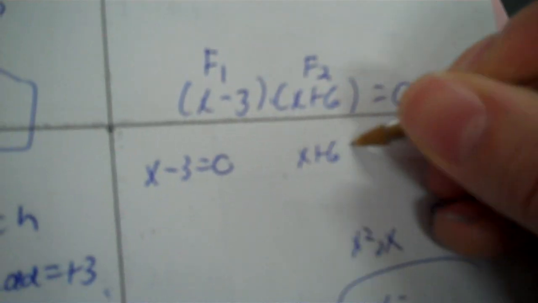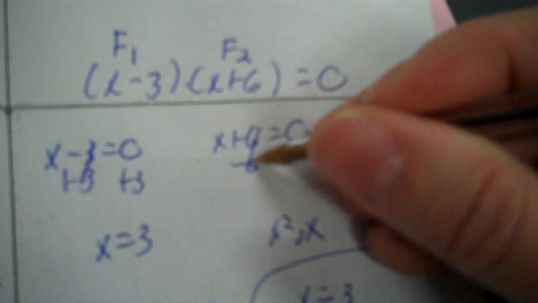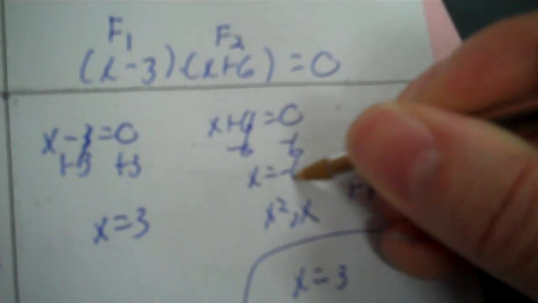Okay, so x minus 3 could equal 0, x plus 6 could equal 0, so I add 3, and I get 3, and then I subtract the 6, and I get negative 6.